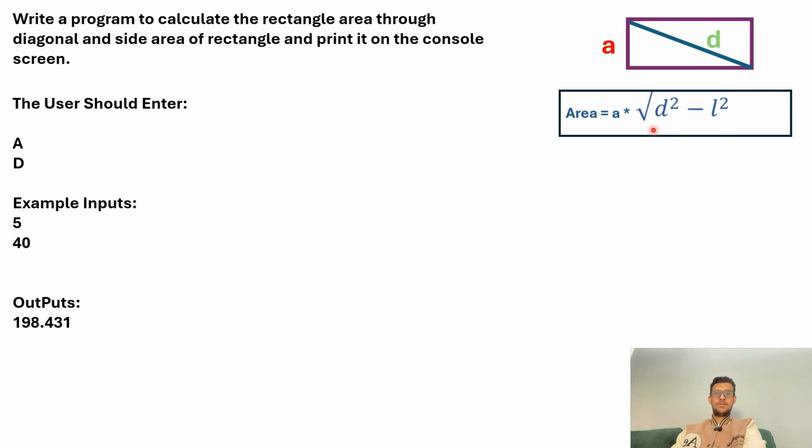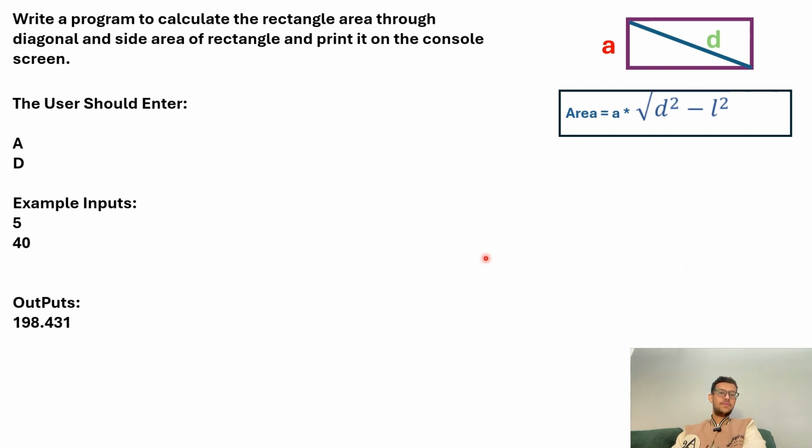It's actually in math and science, they say d squared, and if it's 3, d cubed. But let's make it more easy, d to the power 2 minus a to the power 2. For example, the user should enter A, the side, let's say it's 5, and D is 40, the diagonal, all right? Example, the inputs that you take from the user through the console screen, 5 belongs to A and 40 belongs to D.